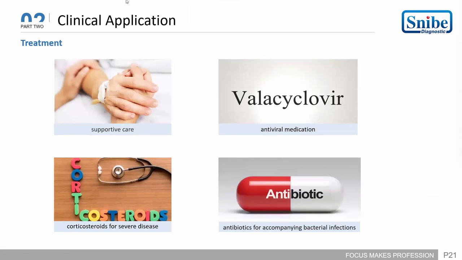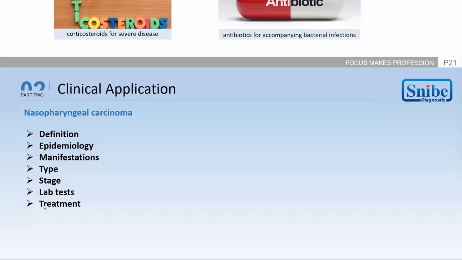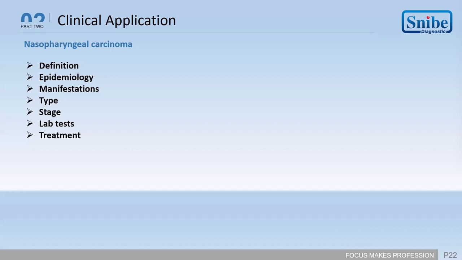The treatment for such EBV infection is supportive care, antiviral medication with corticosteroids in some severe cases, and antibiotics to prevent secondary infections, which are the recommended treatment for patients who have suffered from EBV infections. The next clinical application is nasopharyngeal carcinoma.